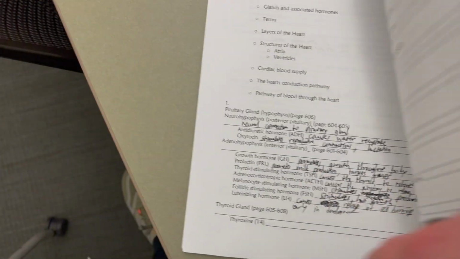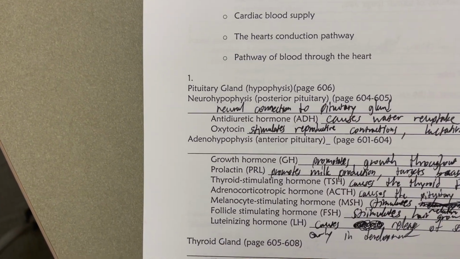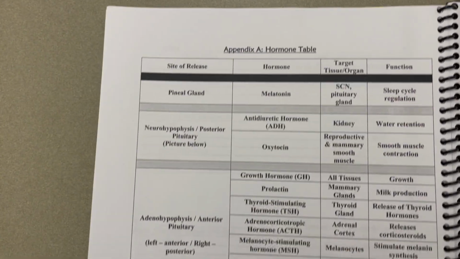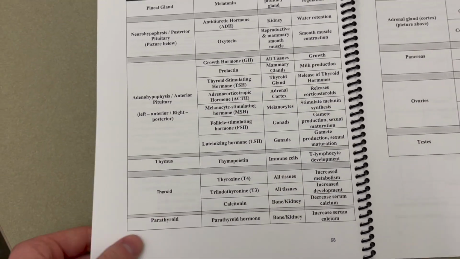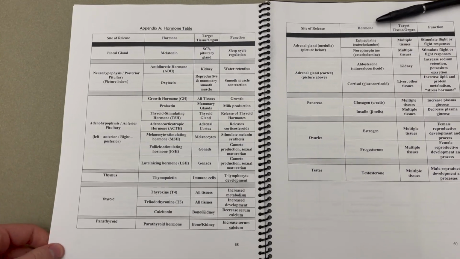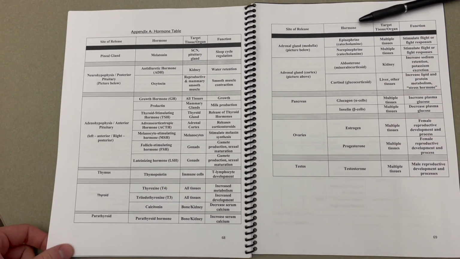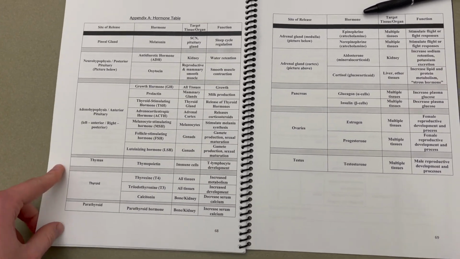And if we flip back over to our Laboratory 10, we can see that it follows right along, right? Pituitary gland, neurohypophysis, and adenohypophysis. We flip back, first ones, neurohypophysis, adenohypophysis. It tracks right along with that manual. So utilize this resource, right? Use the back of the lab manual to help you fill out some of those different glands and hormones in Lab 10.